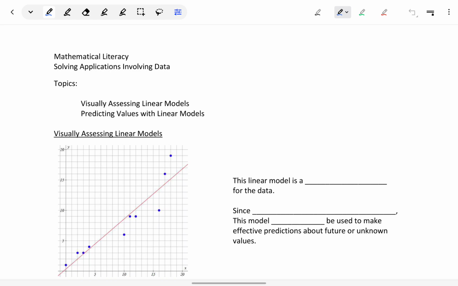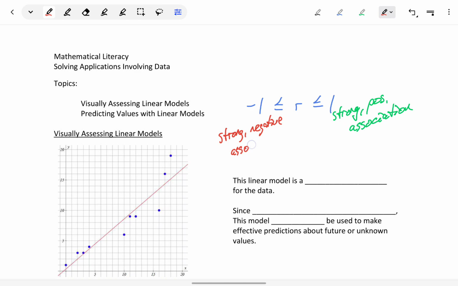As a quick review, whenever we calculate that linear correlation coefficient R, that value will always be between -1 and 1, where a value close to 1 reflects a strong positive association, a value close to -1 reflects a strong negative association, and a value close to 0, which is right in between -1 and 1, reflects no association or a very weak association at best.